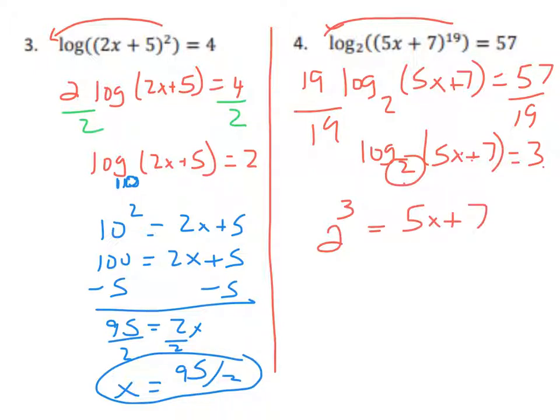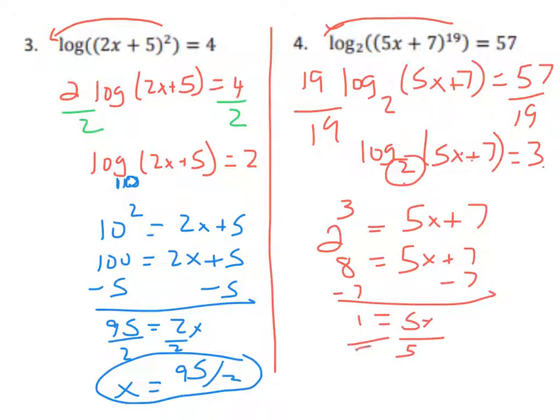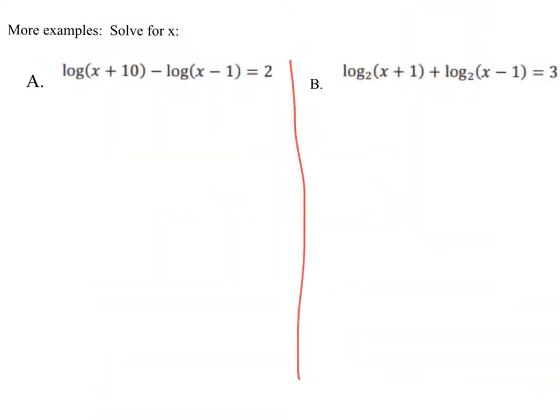2 to the third power is 2 times 2 times 2, which is 8. So 8 equals 5x plus 7. Move your 7 over, move your 7 over. You're left with 1 equals 5x. Divide by 5, divide by 5. And x turns out to be 1/5. Okay? And if I check it back into the original answer right here, 1/5 of 5 is 1, plus 7 is 8. Plenty bigger than the number 0. Okay? So that's it. Let's move on to some more examples.